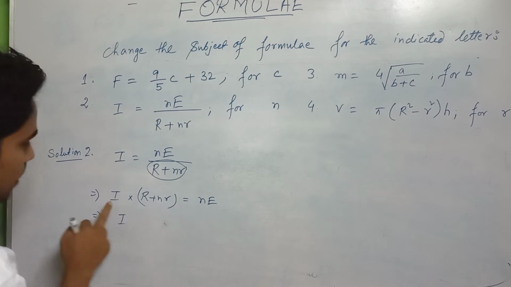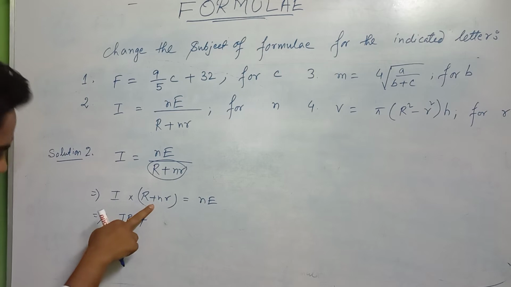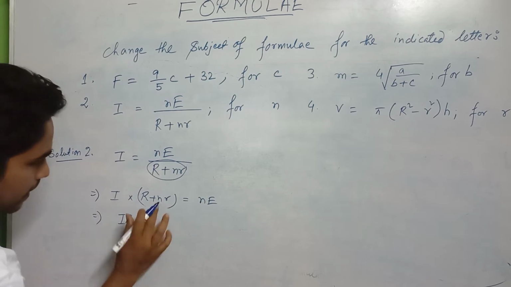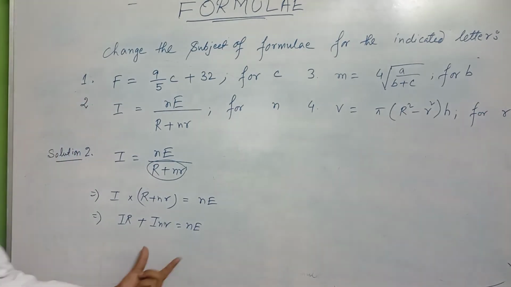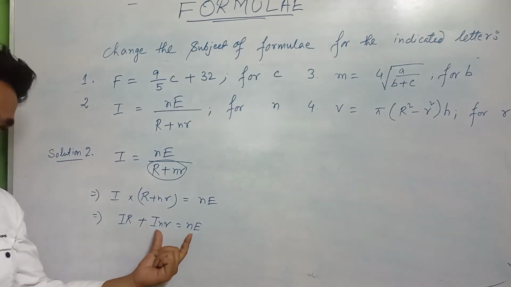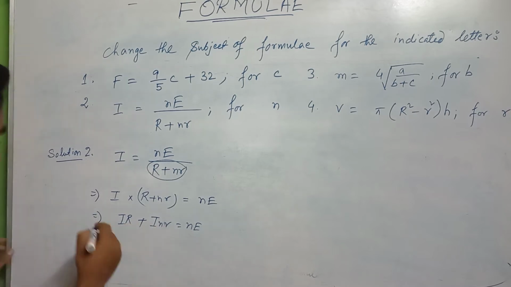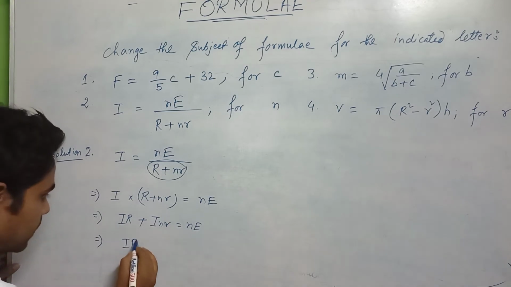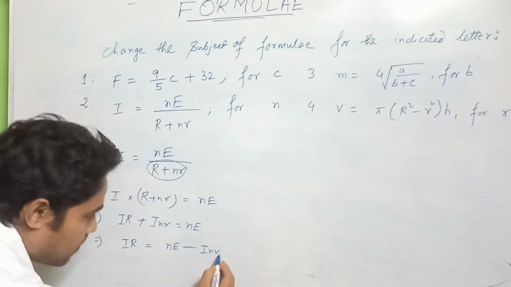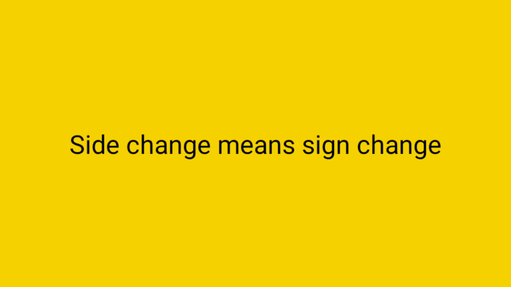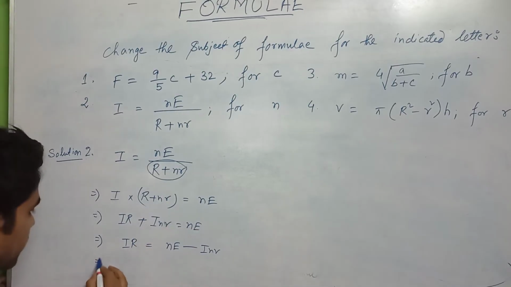Implies I into r, IR plus, here is plus, plus I into nr, INR equal to nE. Now look, these two terms contain n. So we have to take these two terms together. So IR equal to nE minus INR. I am taking this part to the left hand side, so plus becomes minus.